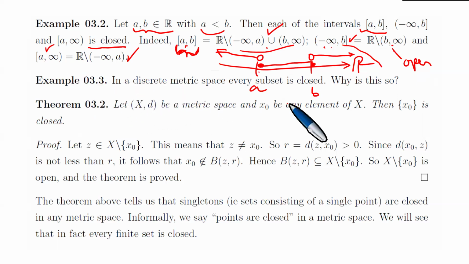In a discrete metric space, every subset is closed. Yes, please. Can I ask? We've been working with this definition of a closed set, right? You're saying a set is closed if its complement is open. If we use mathematical reasoning, would it be true for me to say that a set is open if and only if its complement is closed? Well, yeah, that's duality.